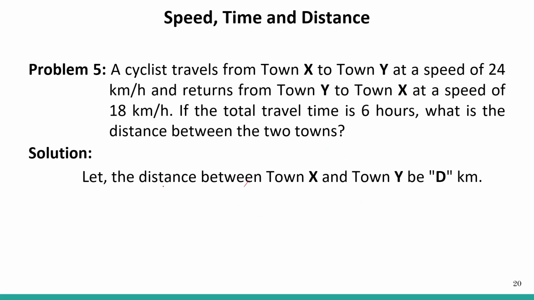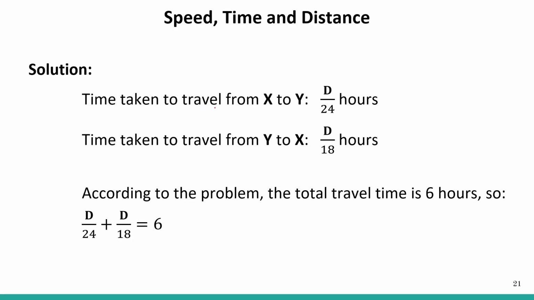Okay, so let the distance between town X and Y be d kilometers. So the time taken to travel from X to Y is d by 24 hours. The time to travel from Y to X will be d by 18 hours. So according to the problem, the total travel time is 6 hours. So adding these two must be equal to 6. So let's take 1 by 6 common. So 1 by 6 into d by 4 plus d by 3 is equal to 6.